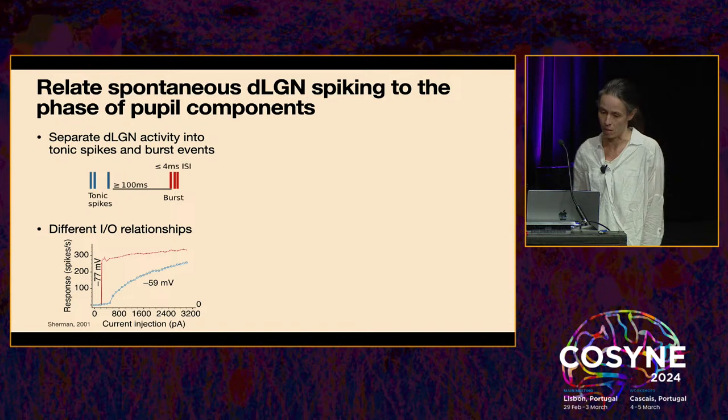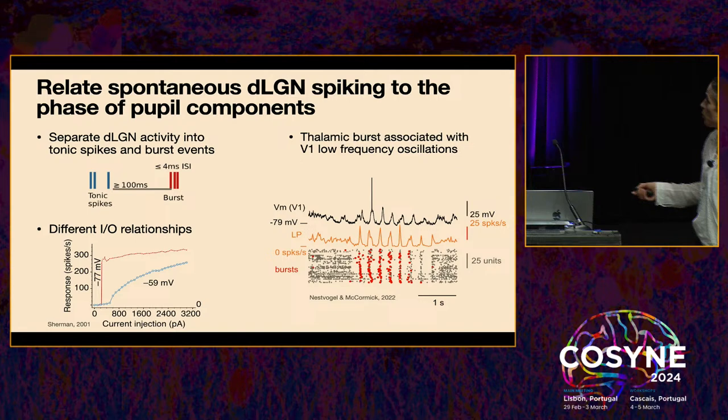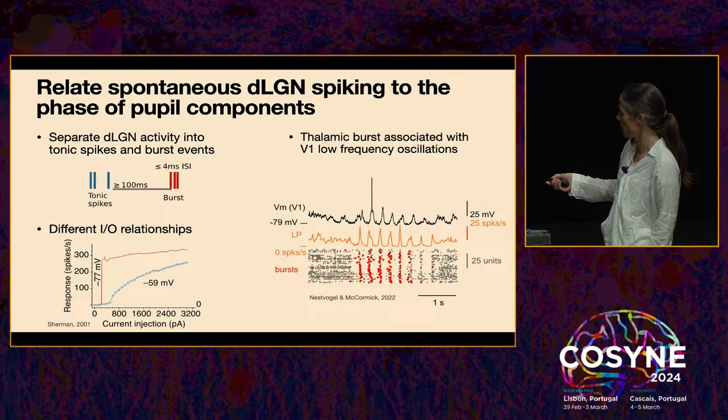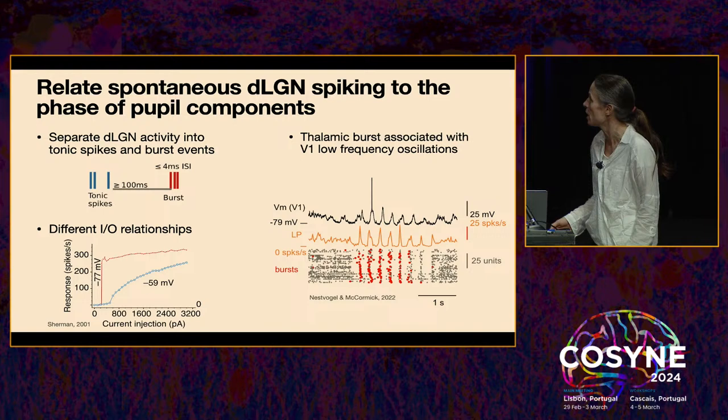And lastly, I think these thalamic bursts have already been very powerfully associated with behavioral states. And here's just one very beautiful example of that, where Nestvogel and McCormick have shown a few years ago that the thalamic bursts, you can see them here marked in red, coincide with these low-frequency oscillations in the membrane potential of simultaneously recorded primary visual cortex that have been associated with these drowsy behavioral states.